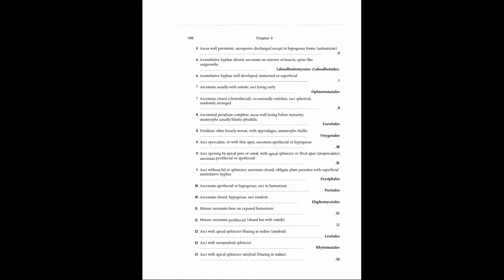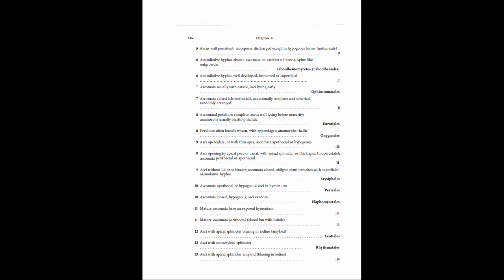Onygenales. 9. Asci operculate or with thin apex, ascomata apothecial or hypogeous. 10. 9. Asci opening by apical pore or canal, with apical sphincter or thick apex, inoperculate, ascomata perithecial or apothecial. 11. 9. Asci without lid or sphincter, ascomata closed, obligate plant parasites with superficial assimilative hyphae. Erysiphales. 10. Ascomata apothecial or hypogeous, asci in hymenium. Pezizales. 10. Ascomata closed, hypogeous, asci random.